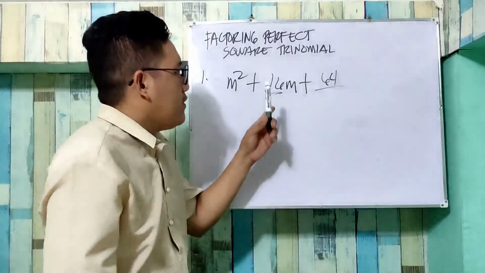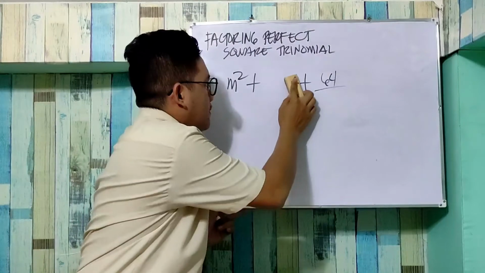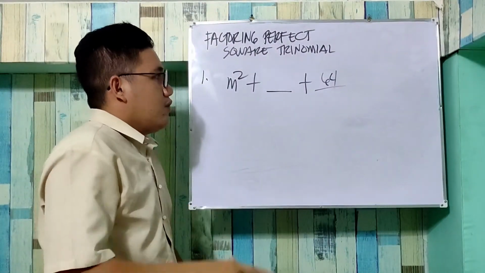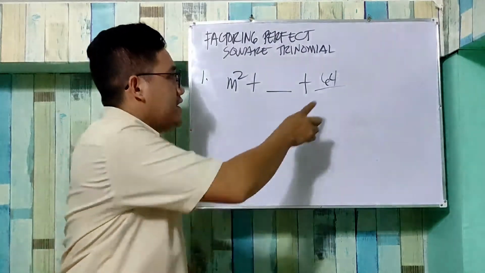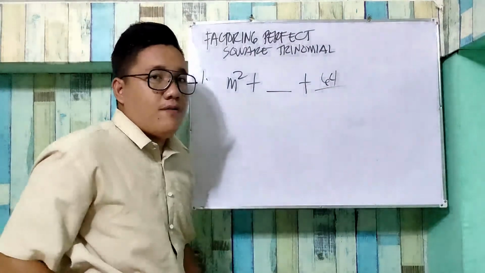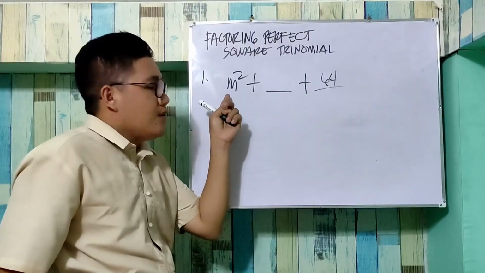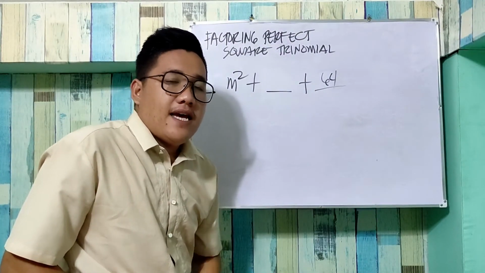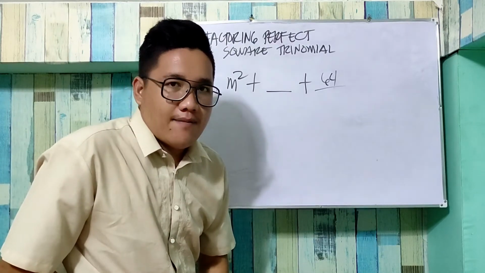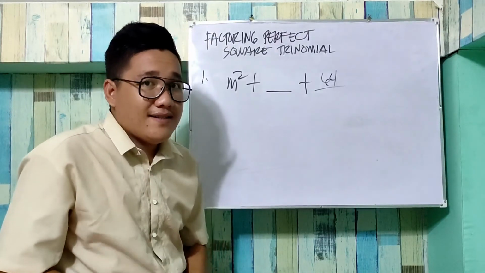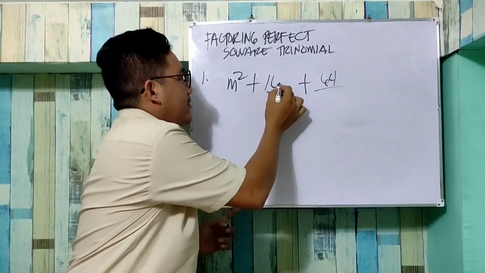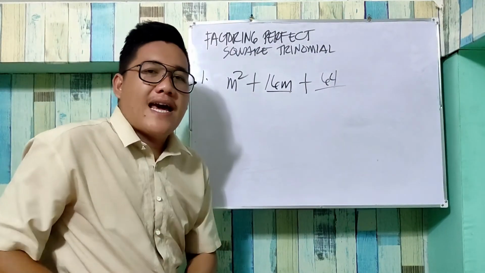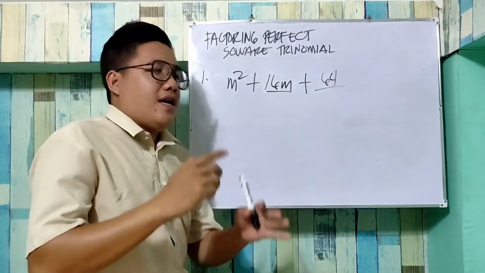Naintindihan po? How about kung gitna? So, napakadali. Kung gitna naman ang hinahanap mo, just get the square root of the first and last term. Anong square root ng m squared? M. Anong square root ng 64? 8. 8 times m, 8m times 2, twice the product, that is 16m. So, naintindihan? Okay, so ayun.